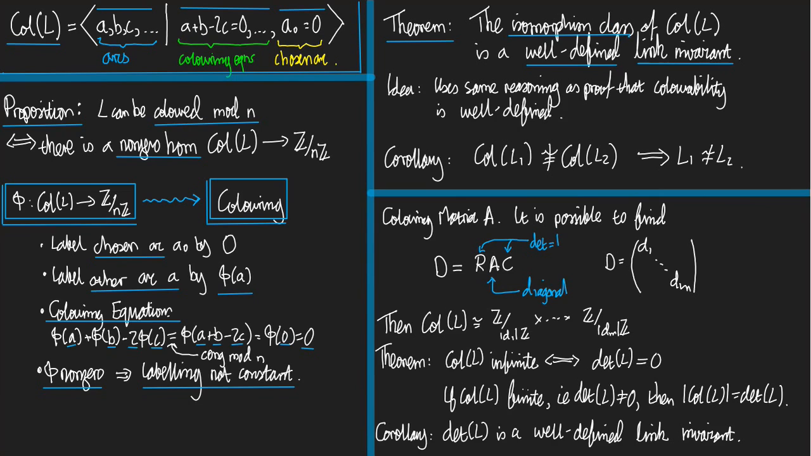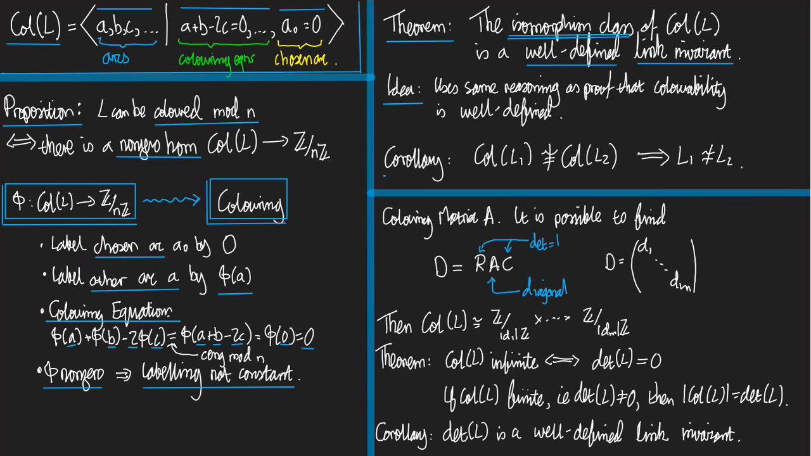On the other hand, any two sets of choices are going to give isomorphic outcomes. So that's what I mean by the isomorphism class. The coloring group computed in any two ways, those two results will be isomorphic. Okay, and I won't say much about the proof. In fact, the notes don't say much about the proof. All I'll say is that the idea is that you use the same reasoning as you did when you proved that colorability mod n was a well-defined notion.